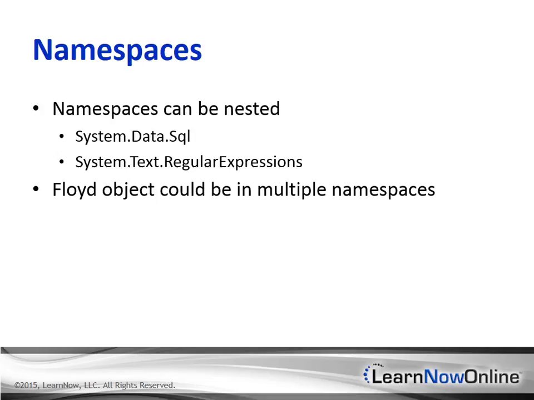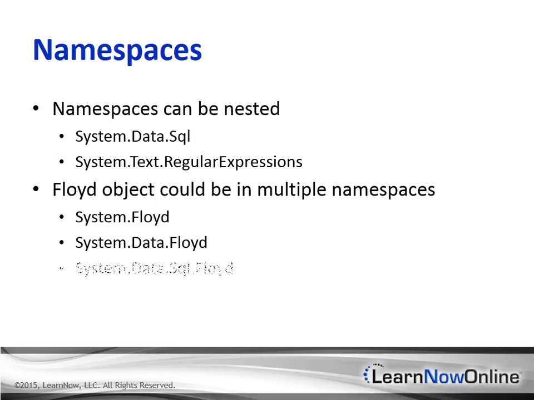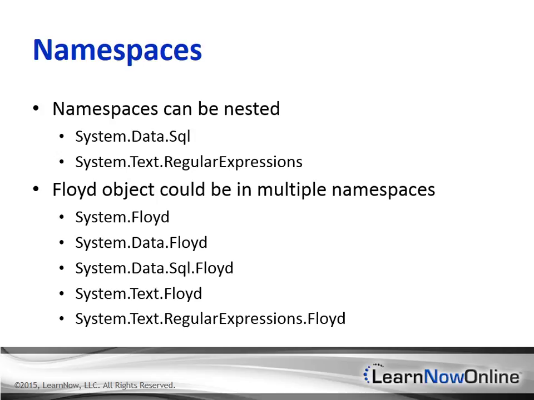Specifically, it would be perfectly okay to have the following objects coexisting. System.Floyd, so a Floyd object directly in the root namespace. System.Data.Floyd, System.Data.SQL.Floyd, System.Text.Floyd, System.Text.RegularExpressions.Floyd. And your program, in addition, could have a nested hierarchy with lots of Floyd objects as well.